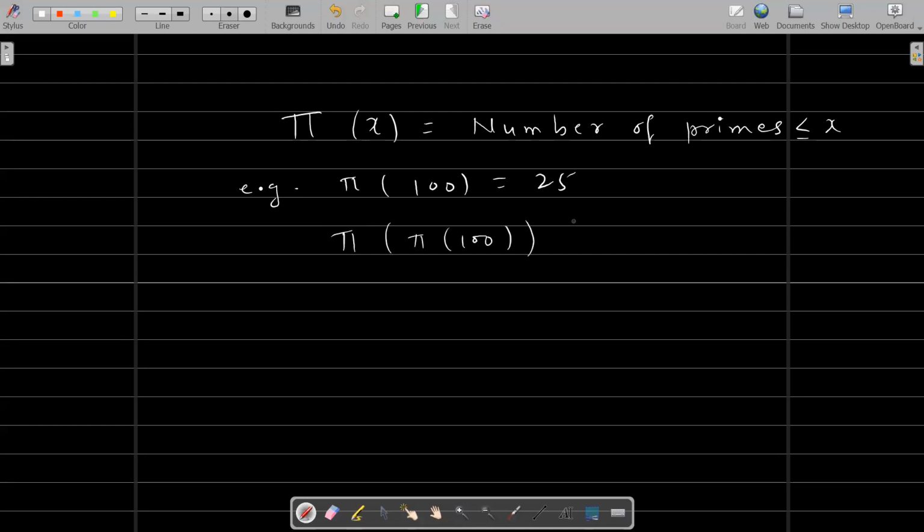that's a composite function. So that is the same as pi of its inside value, which is 25. And what I mean by pi of 25 is the number of primes less than or equal to 25. How much is that? Up to the first 10 there are 4, then in the next 10 there are 4, and then from 21 to 25 there is one prime, namely 23. So shall I say this is 9?